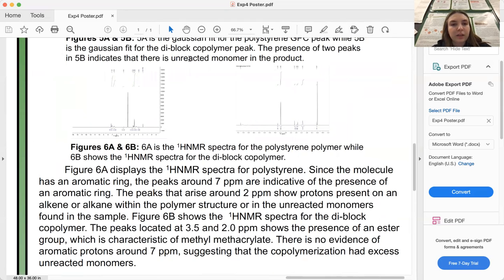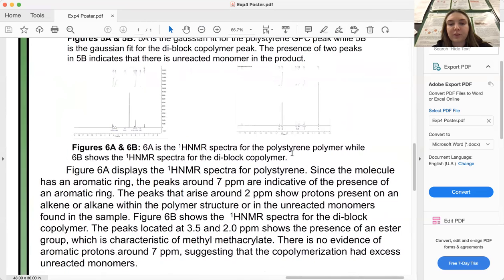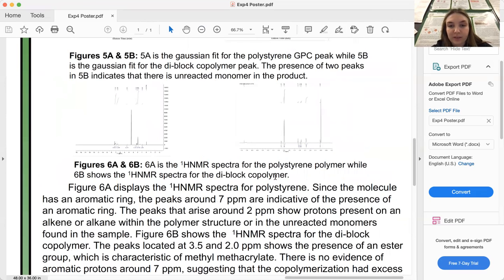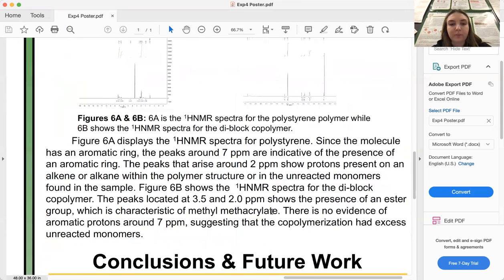Additionally, here's our NMR spectra for the 2 polymers. Here on the left, we see our styrene peaks, and it is valid because around 7 parts per million, we see those aromatic protons, but we do not see any presence of those in the right spectra with the polymethyl methacrylate present. We do see evidence of an ester group around 3.5 to 2 parts per million, but there was no further evidence of polystyrene in our diblock copolymer spectra, unfortunately.